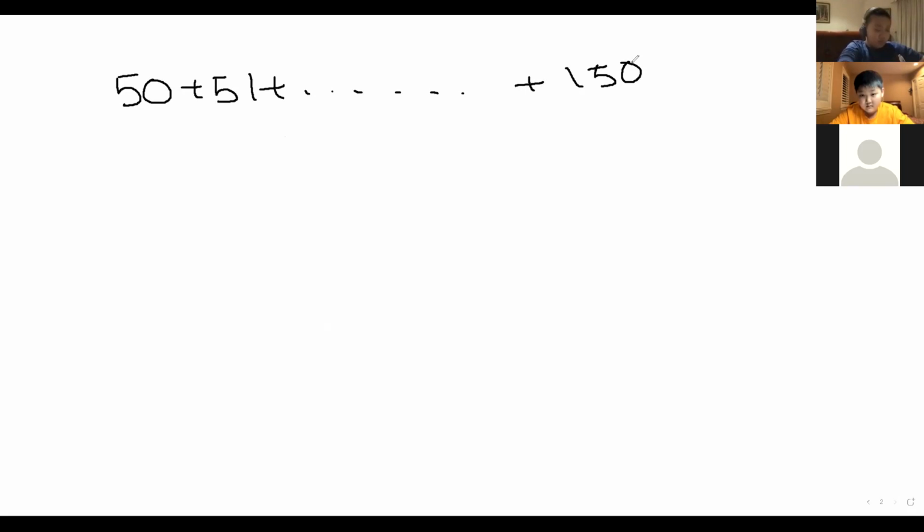Right? So now what I want you to do is try this question. Try to apply Gauss's formula. Obviously it doesn't start at 1, so you're going to have to alter it a little bit. But try to figure this out. What is the sum starting from 50 all the way to 150?